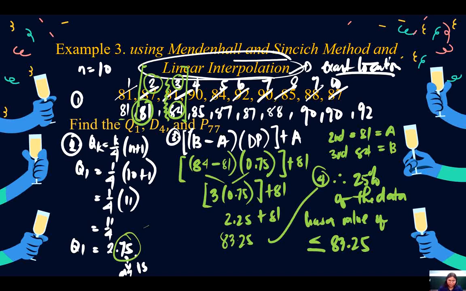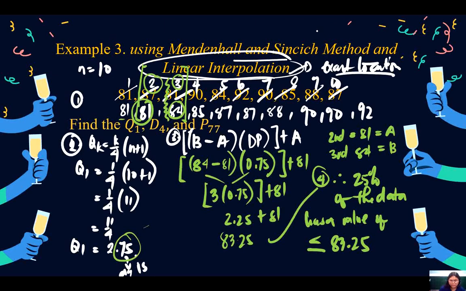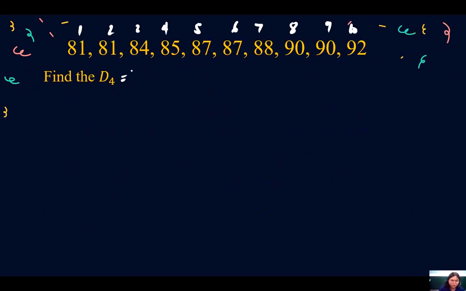Let's have the example. We're still looking for the D4 or the fourth decile. Okay, let's count this. Let's change the color of the pen. This one is 1, 2, 3, 4, 5, 6, 7, 8, 9, 10. Our n there is 10. Okay, so we're looking for the fourth decile, with the exact location or position. Okay, this is our first step. Our n is equal to 10. Second, let's use the Mendenhall and Sinzich method.